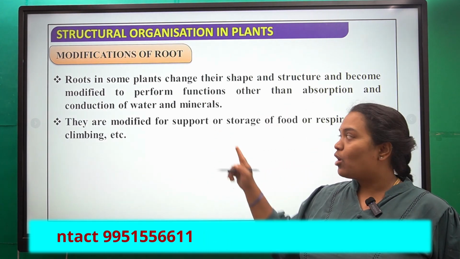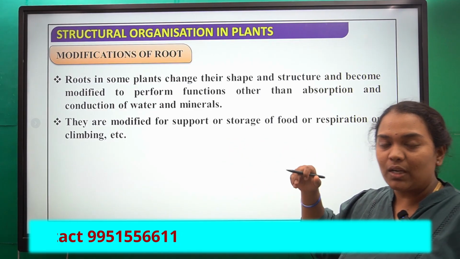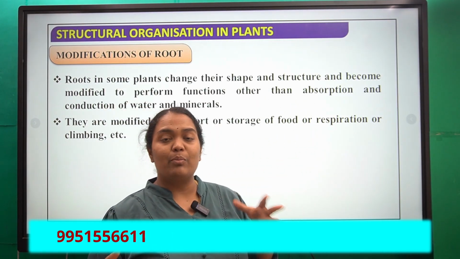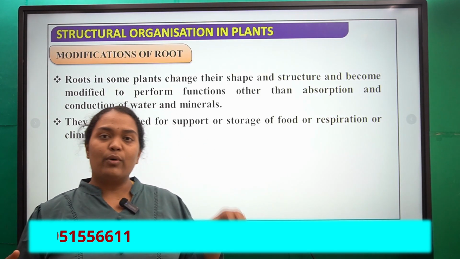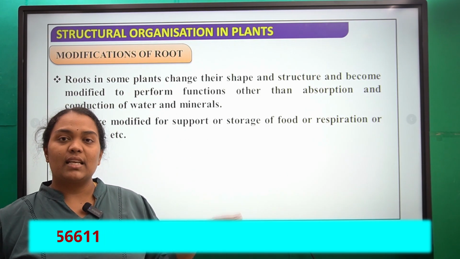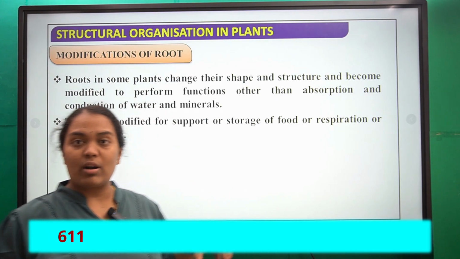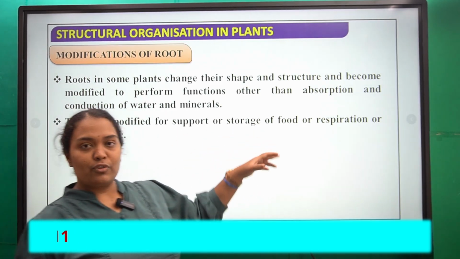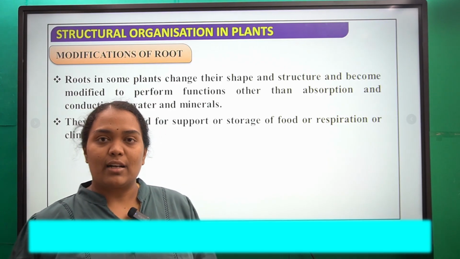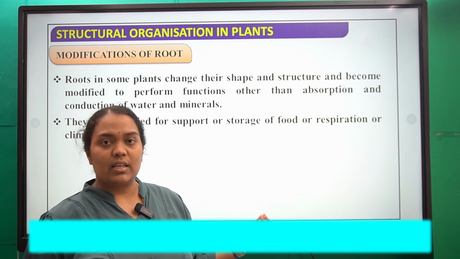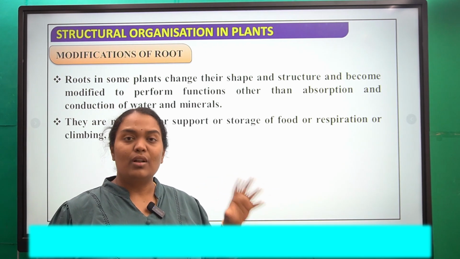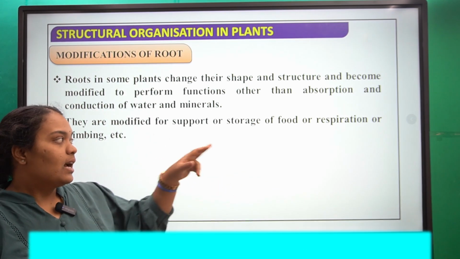Like they are modified for supporting the plant, because some plants may be present in high wind blowing areas. If the support is good, then only they are able to sustain there, right? So that's the reason the roots help in support. Storage of food: when you see the potato, the radish or the carrot, all of these are nothing but modifications of the root to store food materials.